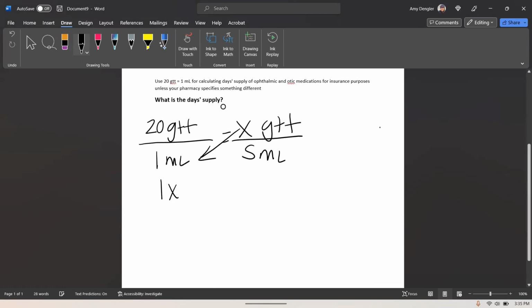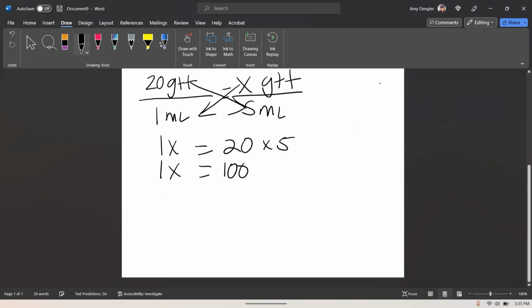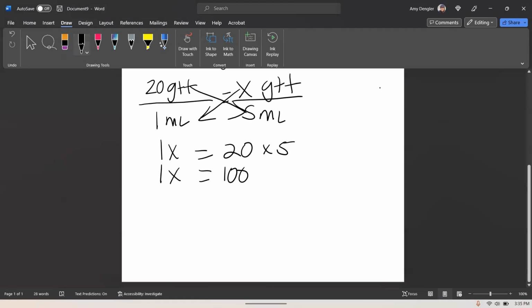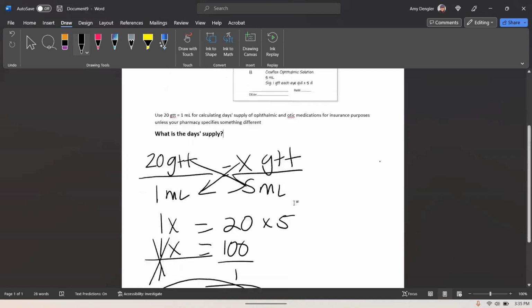So we would do 1x is equal to 20 times 5. 20 times 5 is 100. So now I'll just write that as 1x is equal to 100. We want to get x alone, so we need to divide both sides by 1. And then we get 100 divided by 1 is just 100. So x was already alone technically, but just to show you the steps so you don't get confused for later, it's 100 drops are in that bottle.